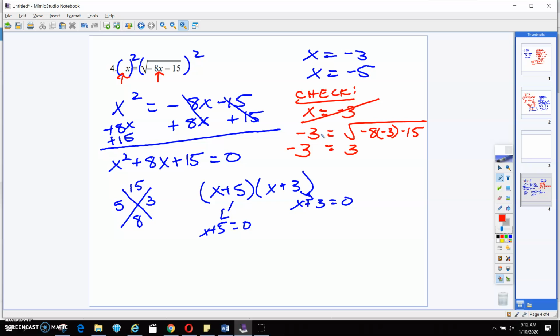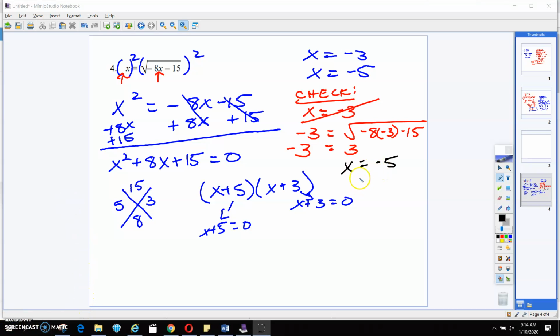Why did you multiply 8 times 3? I did it. 24. Wait, so when you plug this in, you're going to get 24. 24 minus 15 is going to give you 9. Square root of 9 is 3. I just didn't want that. Okay. Yeah. Sorry. My bad.